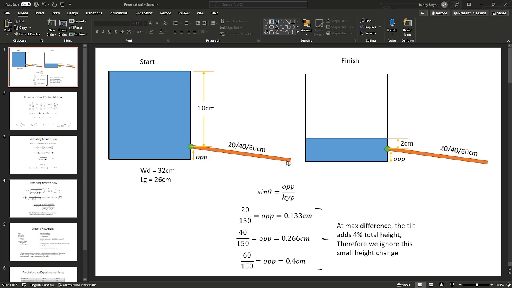You can see that the tube is angled and not actually at the green point parallel to it. When we did our calculations, this angle was consistent. We found that the height difference between the bottom of the tube and the green point is only 0.4 centimeters. This is a 4% total height change, so therefore we ignored it and assumed in our model that the green point is also the lowest point of the tube.